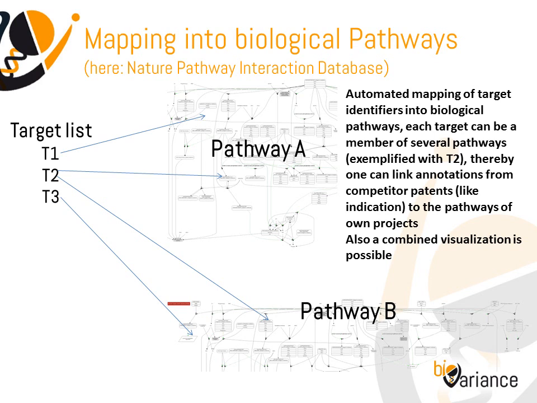For the purpose of this example, we have used the Nature Pathway Interaction database. Starting from the target list and the bioinformatics identifiers, we automatically map the targets into biological pathways, where each target can then be a member of several pathways, like here with the example of target 2. With this, one can link annotations from competitor patents like indications to the pathways of own projects. On a different page here, one can also do very nice visualizations with this kind of data.